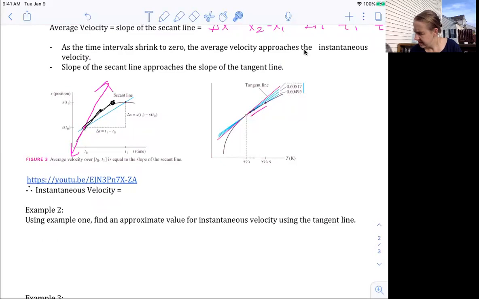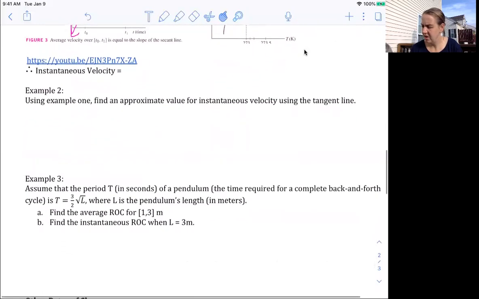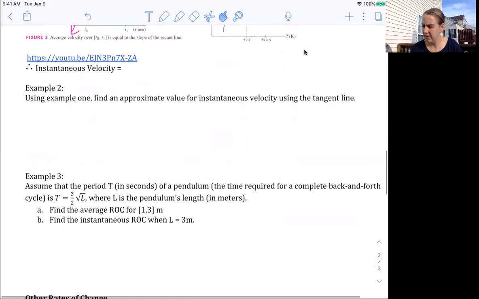That this secant line, this black line, goes through those blue lines, and then it starts to approach the tangent line. So the smaller that interval gets, the closer you are to the instantaneous velocity. So a little YouTube video there for you to watch about instantaneous velocity. Take a second and find that if you can. Pause your video here.